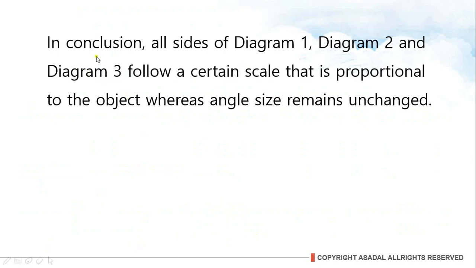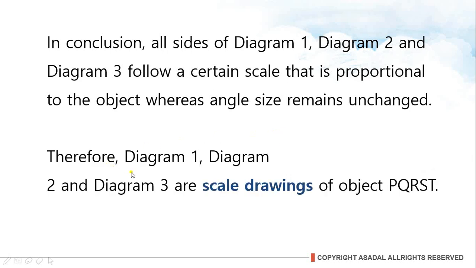unchanged. So in conclusion, all sides of diagram 1, diagram 2 and diagram 3 follow a certain scale that is proportional to the object, whereas angle size remains unchanged. Therefore, diagram 1, diagram 2 and 3 are scale drawings of object PQRST.